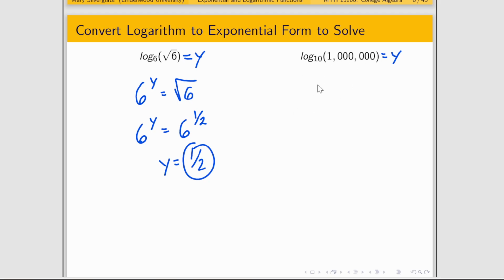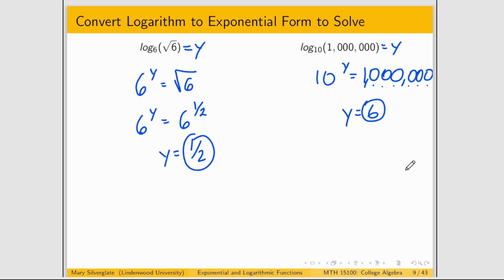Same deal here, so we say same base to the output is equal to the input, in this case 1 million. So that would be, in this case, 10 to the 1st, 2nd, 3rd, 4th, 5th, 6th power. So we must have had 6.